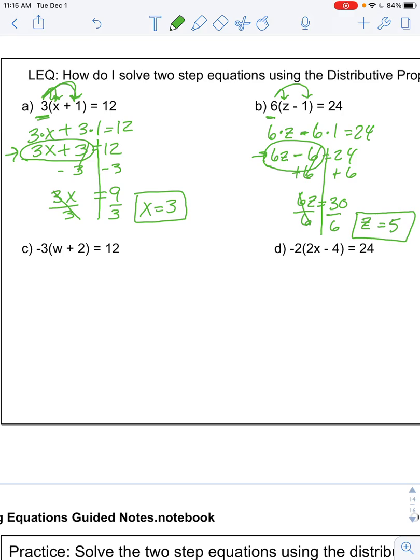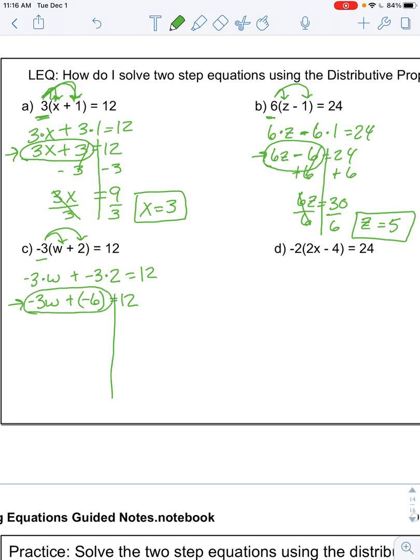Okay. Let's take a look at C. Negative 3 times the quantity w plus 2 equals 12. So we're taking negative 3, multiplying it by w, taking negative 3, multiplying it by 2. So we have negative 3 times w, which equals negative 3w. Bring down your addition sign. We got negative 3 times 2, which gives me negative 6. And both of those equal 12. So our two-step equation tells us we have negative 3w plus negative 6 equals 12.